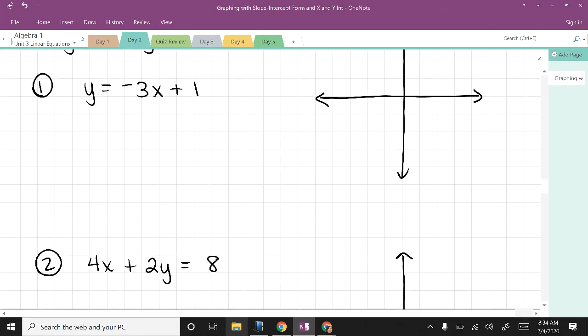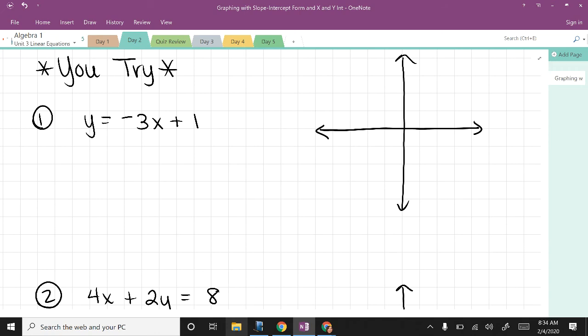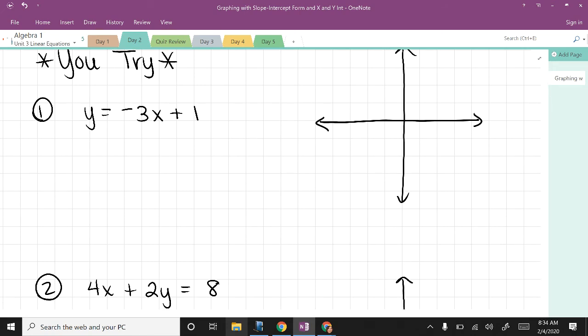You guys try. Oh, I can't show them both. Can y'all try both of those? Can you see both of them? You just can't see the graph of number 2, but y'all try both of those. Put them in slope-intercept form if they're not already, and graph them. Let me know if you're stuck.